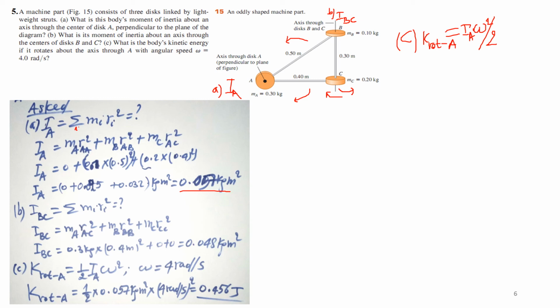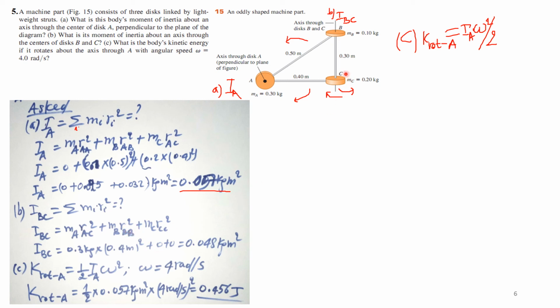Then part B, we are asked to find the moment of inertia about an axis through the centers of B and C. We have this axis of rotation. If the axis of rotation passes through disc B, disc B doesn't rotate. If the axis of rotation passes through disc C, then disc C doesn't rotate. So the distance between B and the axis of rotation becomes 0. It's the reason why we have this distance r_B is equal to 0.